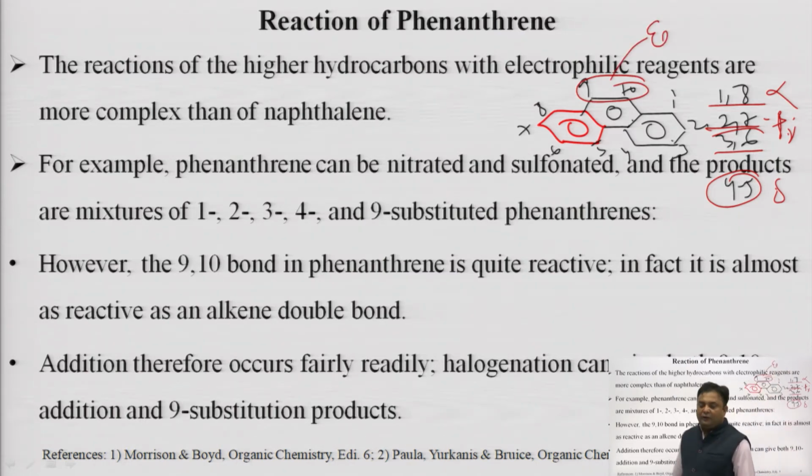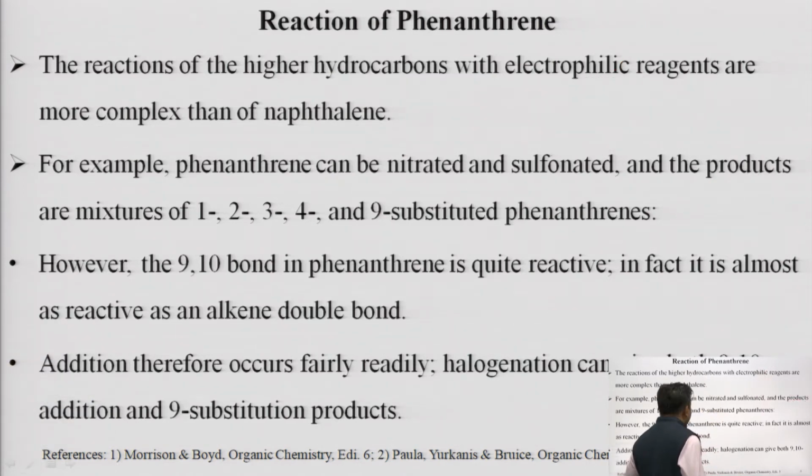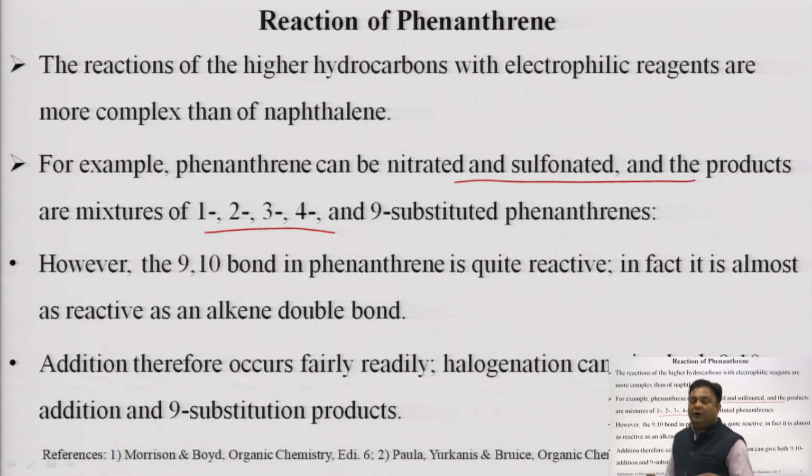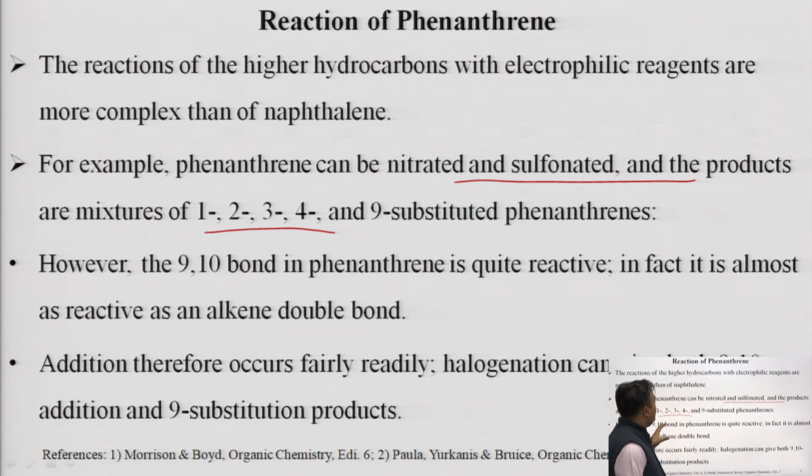So in naphthalene, only 2 types of equivalent carbons are there, while in phenanthrene there are 5 types of equivalent carbons. So electrophilic substitution in phenanthrene is a little more complex compared to naphthalene. For example, phenanthrene can be nitrated and sulfonated, and the product is a mixture of 1, 2, 3, 4 and 9 substituted phenanthrene. So substitution can be possible on all types of carbon, all 5 types of carbons in phenanthrene.